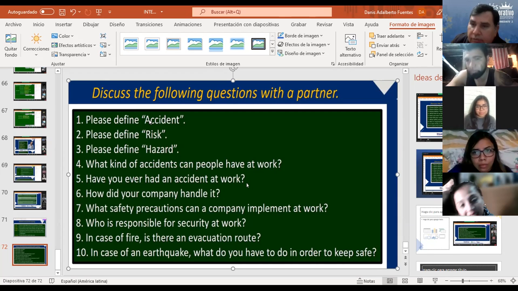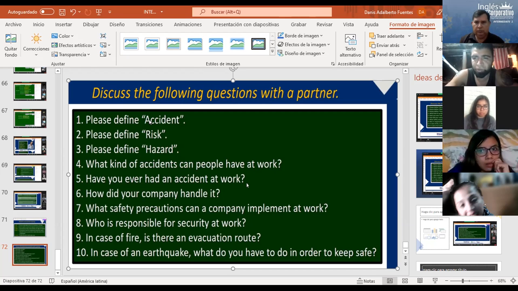Yes. Who is responsible for security at work? The security commitment. Brigade. Yeah, but normally there is one person that is responsible. Delegate or? I mean, there is one person that is responsible for security.